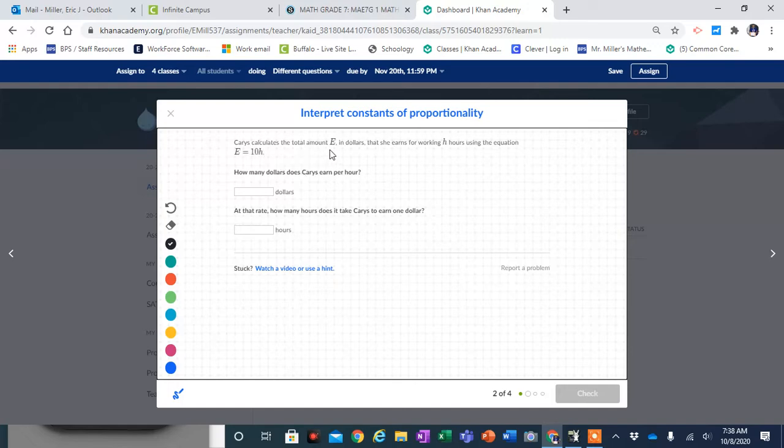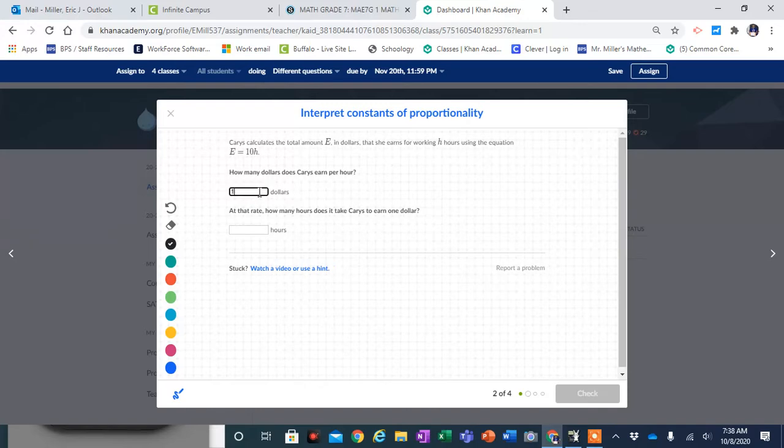Carrie calculates the total amount E in dollars that she earns for each hour H using the equation E equals 10H. How many dollars does Carrie earn per hour? If you look here, the constant of proportionality is 10. So she's earning $10 per hour.